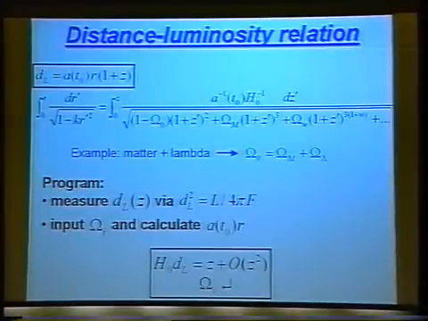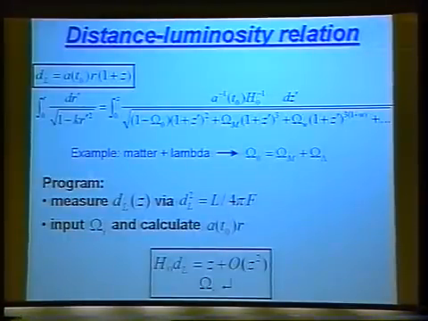So there's a simple example that we can study. That's to assume that today the only contributions to omega are a matter term plus lambda. So there are two parameters, omega matter and omega lambda, and omega 0 is omega matter plus omega lambda. So there will be only two parameters, and we can compare the results of this to observation.